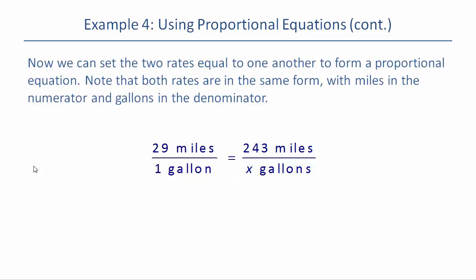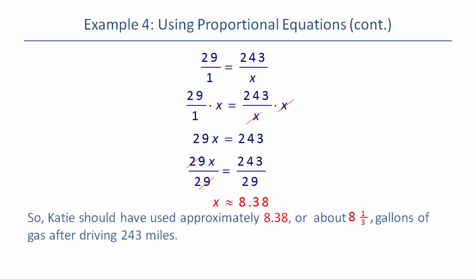So instead, we'll put it back to the way it was, and then go through the cross multiplying type steps where you multiply both sides by x to get rid of that, right? And then you're pretty much multiplying by 1 to get rid of the 1, but divided by 1 is silly. So then you divide both sides by 29 to solve for x, and you get a little over 8, right? 8.38 or roughly 8 1/3. So it should take her about 8 1/3 gallons to drive 243 miles.